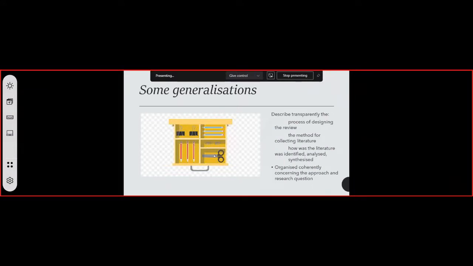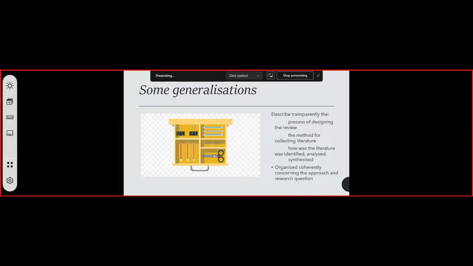So there are some generalizations that, no matter which type of review you used, you would use as a guide. You need to transparently share the process of designing the review, the method for collecting the literature, how the literature was identified, analyzed and synthesized, and an organization that is coherent concerning the approach and the research question.